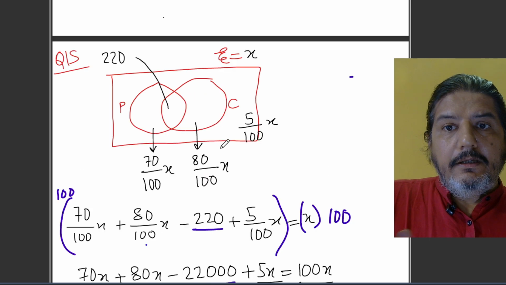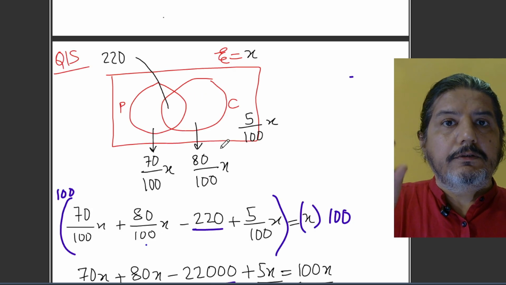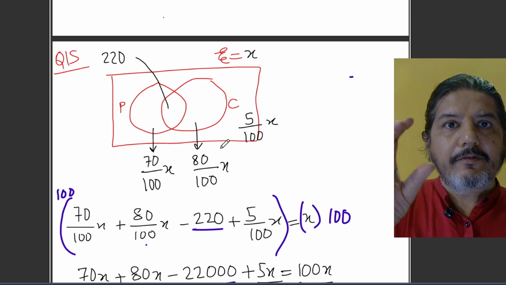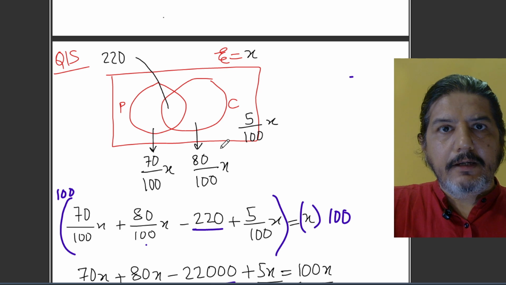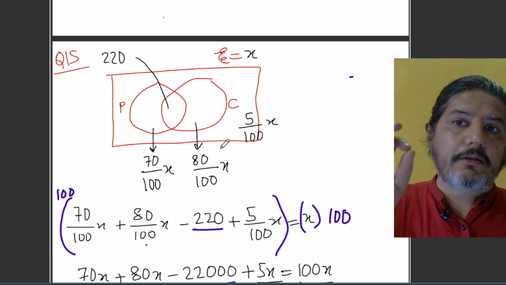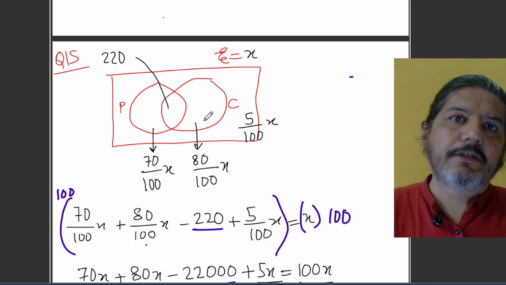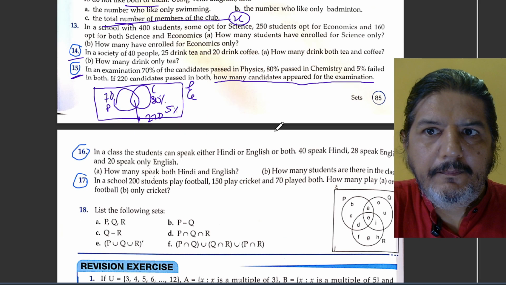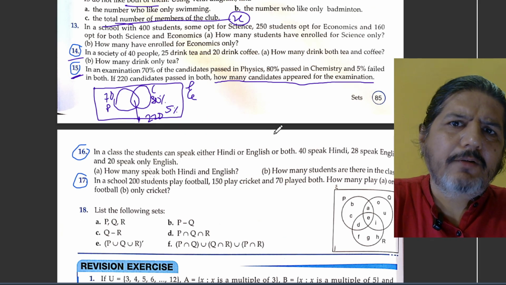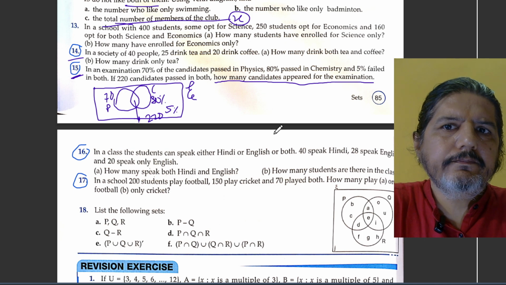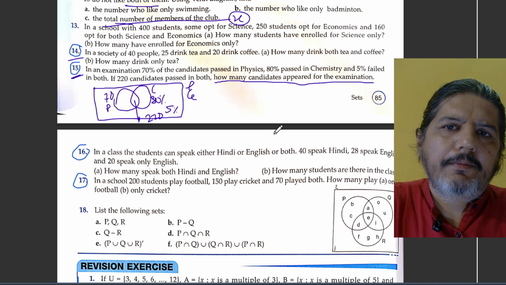So the thing that needs to be understood is you need to differentiate between the percentage numbers and the absolute numbers. That is something that needs to be taken care of when you are doing this question. So again, a bit of a difficult question. You may have to see this solution twice.